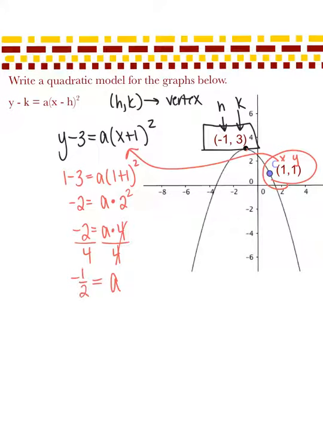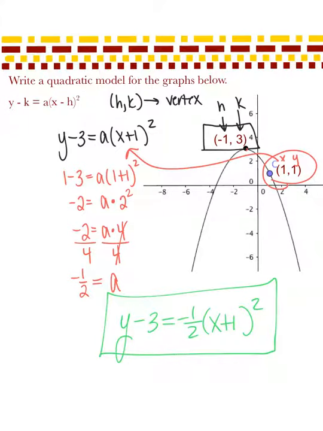And I was expecting the a to be negative because I know that my parabola is opening upside down. So that would tell me that a value is going to be negative. And the -1/2 means it's going to be a little wider than my parent function, which would have an a value of 1. So my final answer for my model here is y minus 3 equals -1/2 times x plus 1 quantity squared.